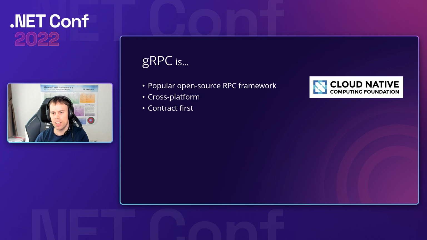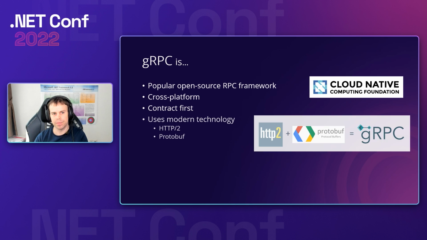gRPC is contract first. That means the messages and methods and services are defined in a contract known as a protofile, and that is then used to drive code generation using tooling that the gRPC project provides. gRPC is not new. It was originally open sourced in 2015, but it's a union of two modern technologies, HTTP2 at the protocol and transport layer, and then protobuf as its serialization technology for producing very small, fast binary messages, and also the contract format. So protobuf is the language neutral syntax that you'll find in protofiles.